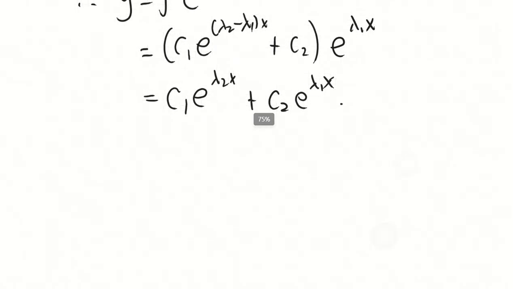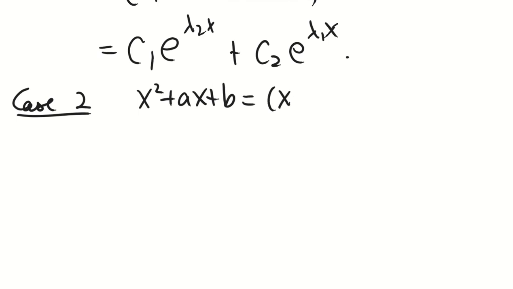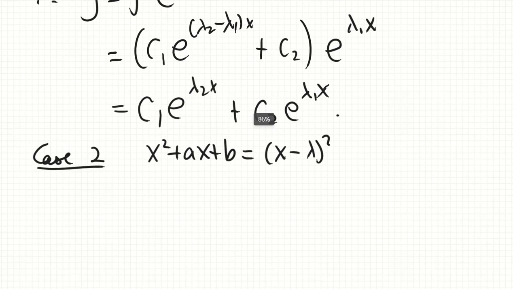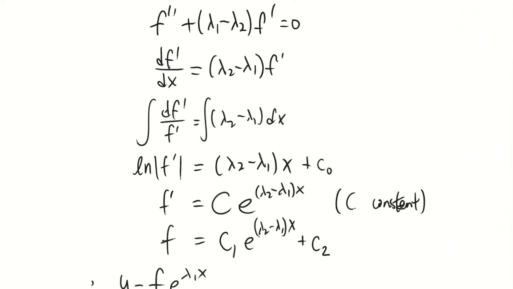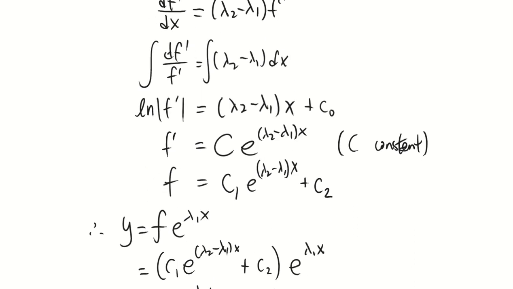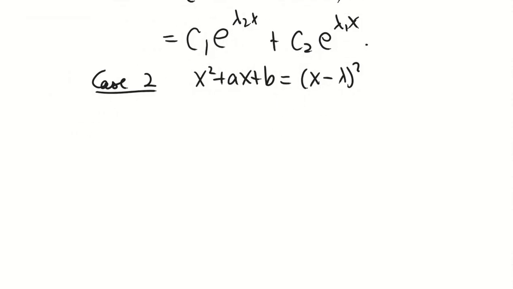So for the next case, case 2, where x squared plus ax plus b has a repeated root at lambda, so it's (x minus lambda) squared. Well, the proof is almost the same, except in the last part here, because in this case, lambda 2 minus lambda 1 is 0 instead of a non-zero number. So I will not repeat the proof. I mean, I will omit the first part of the proof.